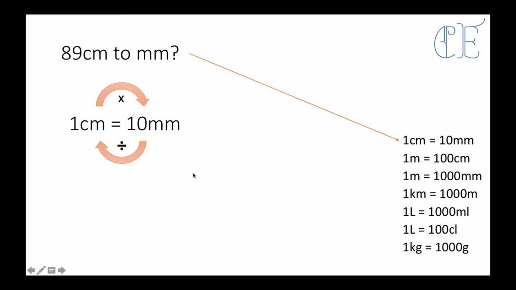Draw our diagram. If 1 centimetre is 10 millimetres, I have centimetres here, which means I'm this side of my diagram, centimetres, and I will times by 10. Remember I said it's always this one to turn it into millimetres. 89 times 10 is 890 millimetres.